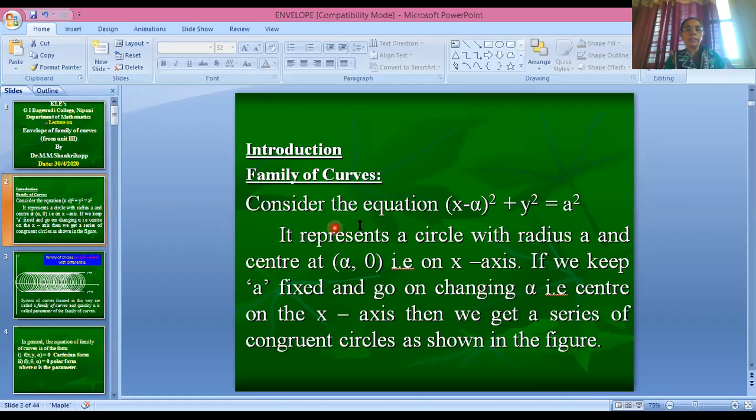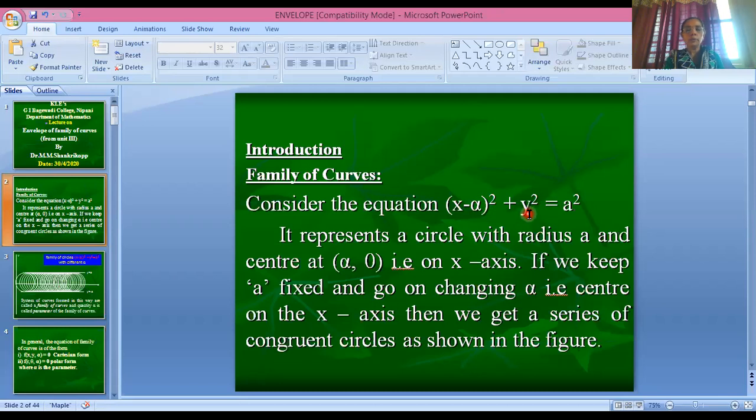By considering an example, I will define the family of curves. Let us take an example: (x minus alpha) whole square plus y square equal to a square. As all of you know, it is the equation of a circle with the center at (alpha, 0), that is on the x-axis. Now go on changing the values of alpha, that is alpha 1, 0, alpha 2, 0, alpha 3, 0. You are getting different circles. You collect them all in one set and you get the collection that is called the family of curves.